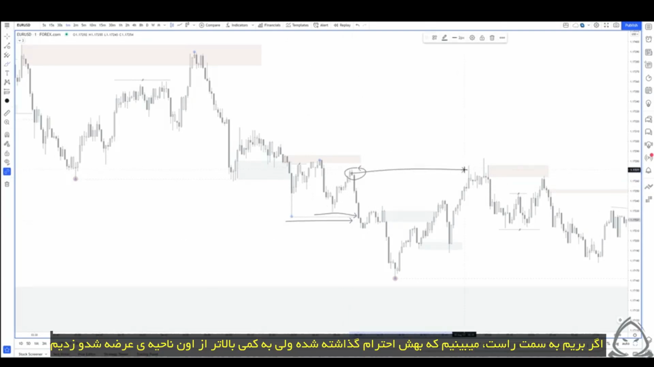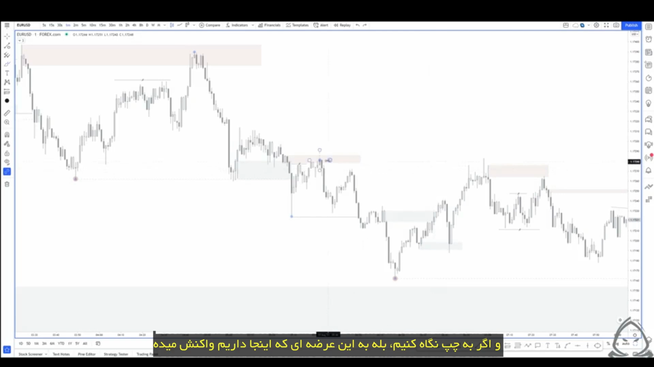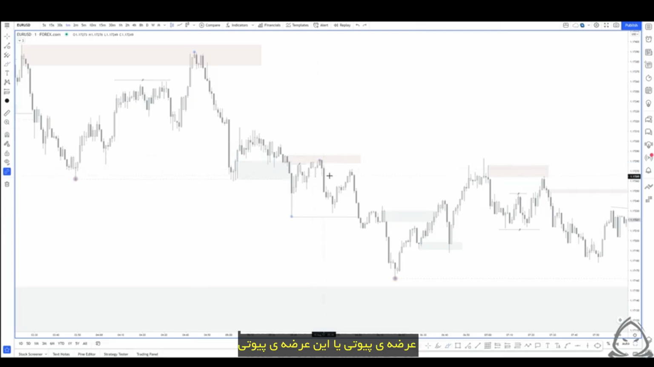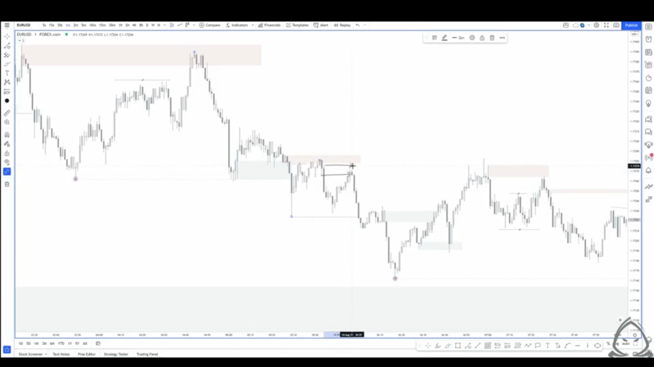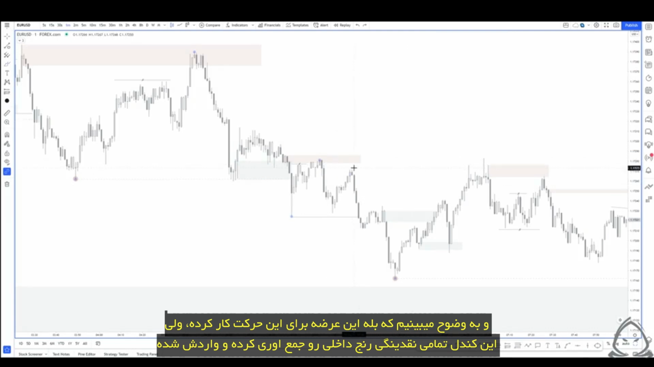And what we can see, if we just run to the right, is we do respect it, but we also wick a little bit higher than that particular supply zone. And if we just look to the left, yes, it does react off of the supply zone that we were already looking at here, the pivot supply. And what we can see very clearly is that yes, this supply zone worked, but then this candle actually ended up taking out all of this internal range liquidity and tapped into it.